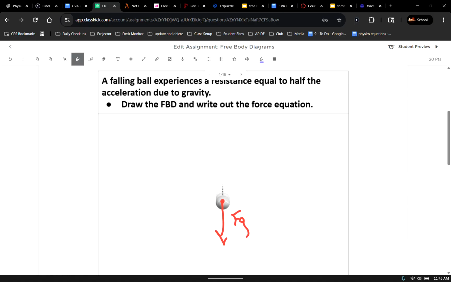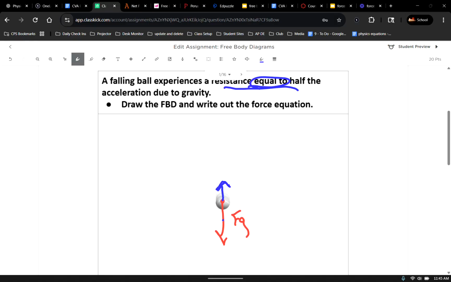It didn't say it was free falling. It said it experiences a resistance equal to half the acceleration due to gravity. So this is going to have an upward force that's about half of this. And this is where I was saying you don't have to pull out a ruler, but it should be smaller than the gravitational force. Experiences a resistance equal to half.